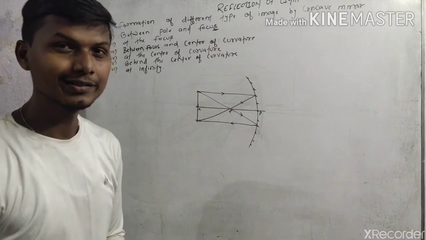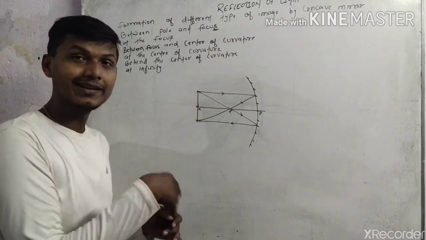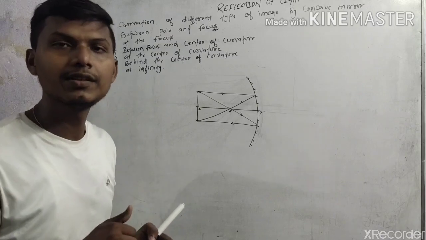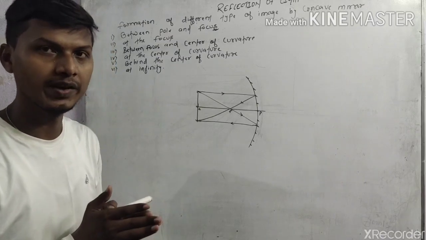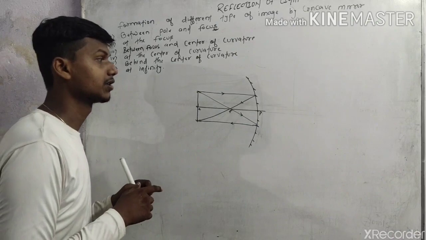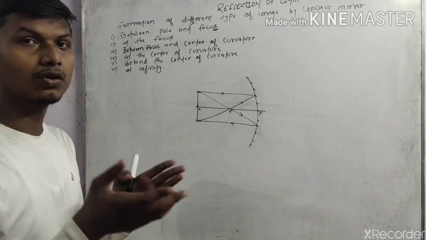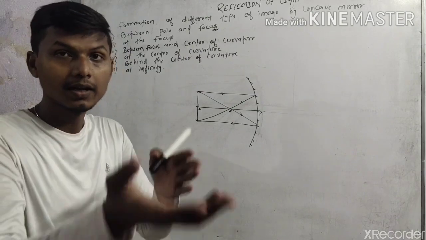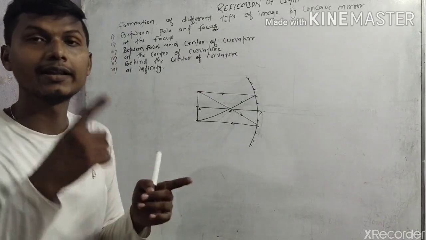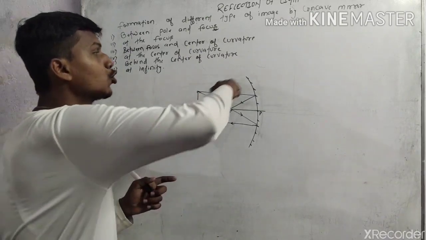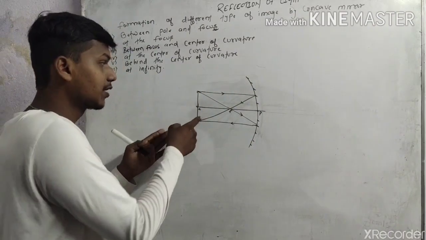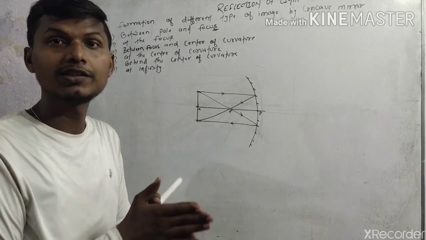In the fourth case, where the object is placed on the center of curvature, there are some changes in the rule of formation of images. See what the changes are. In the previous cases, we drew the first ray going perpendicular to the principal axis and reflecting back, cutting the focus, and the second ray going to the center of curvature by cutting it. But now there is a change because the object is itself on the center of curvature.